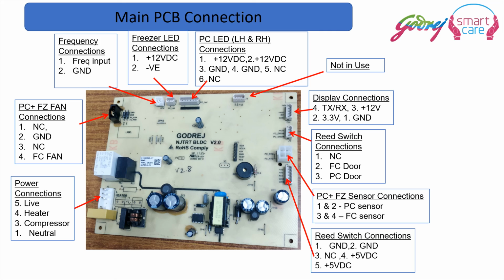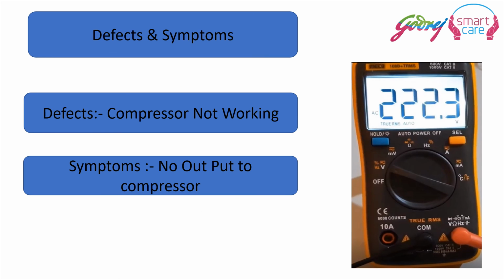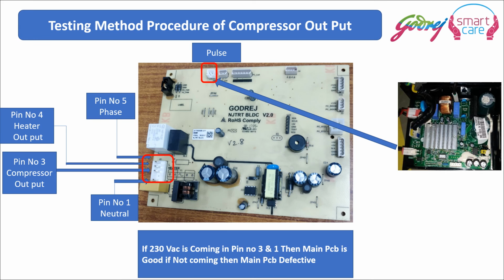And below that you get the refrigerator and freezer sensor connections. 4-pin connector, 2-pin each for refrigerator and freezer. And below that you have again the reed switch connections, the actual voltages, that is 5 volt to ground and 5 volt to ground. So this is the wiring diagram. So let us see how we check it.